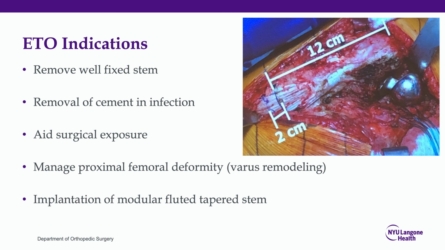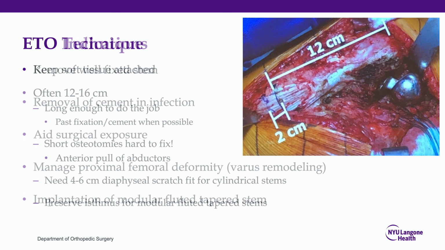Obviously, the ETO will aid your surgical exposure, and sometimes it's necessary to achieve acetabular exposure. It can help you manage proximal femoral deformities, such as varus remodeling, and allow you a straight shot to the distal part of the femoral canal. And usually it's going to be followed by the implantation of a modular fluted tapered stem, although if you do have 4 to 6 centimeters of isthmus, you can still go ahead and put in a straight cylindrical stem if that's a stem that works well in your hands.